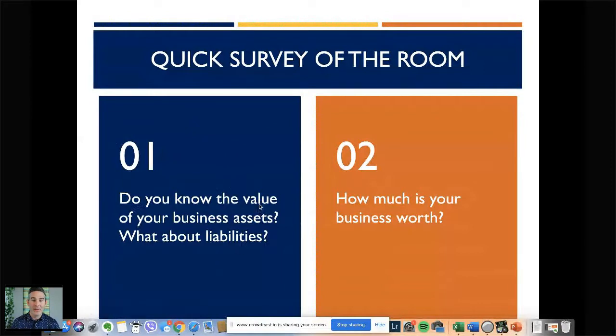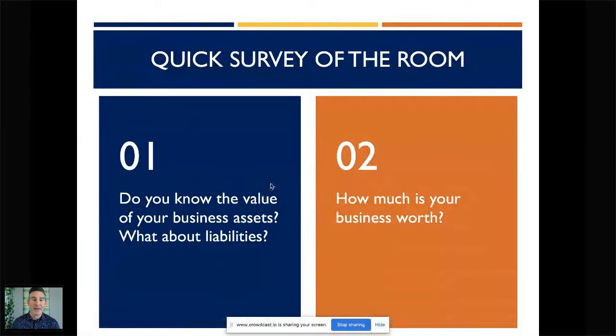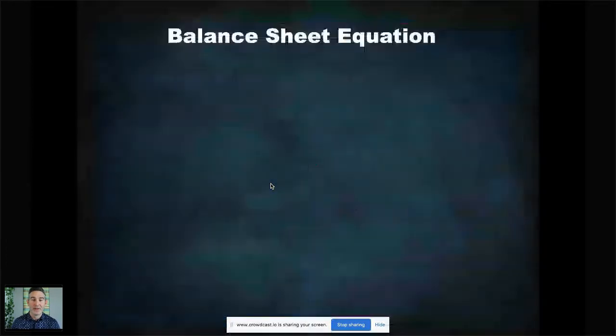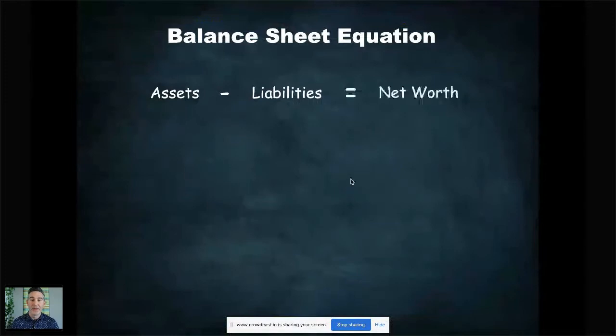All right, well, as it turns out, there's a very simple formula to answer what your net worth is. You start with your assets, the things you own that will earn you money, and then you subtract your liabilities, the things that you owe, and that equals your net worth. So it's a very simple formula. For me, it's fairly intuitive. Just what you own minus what you owe is what your business is worth.